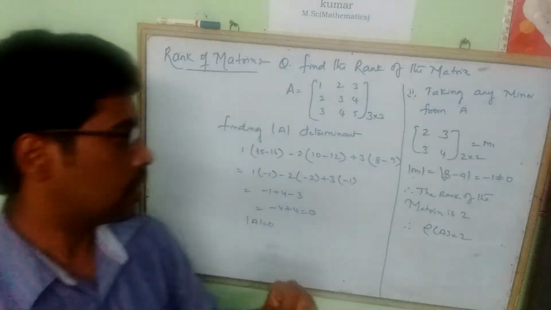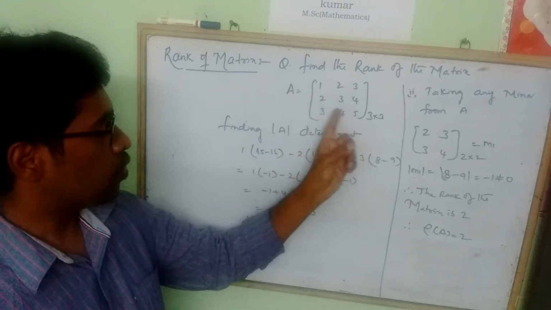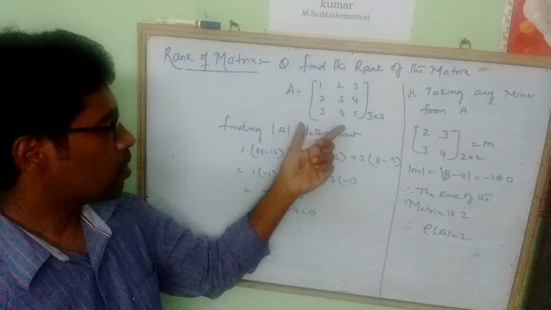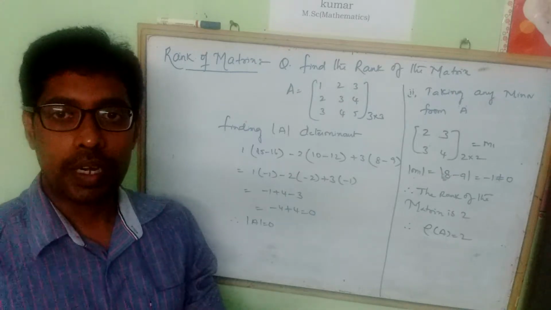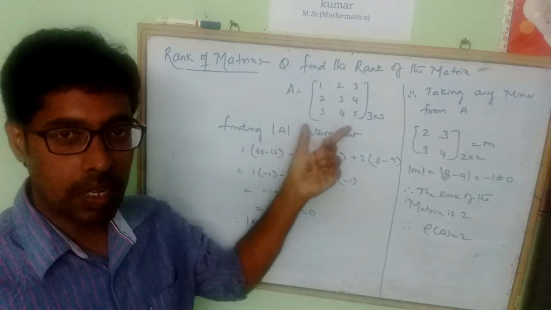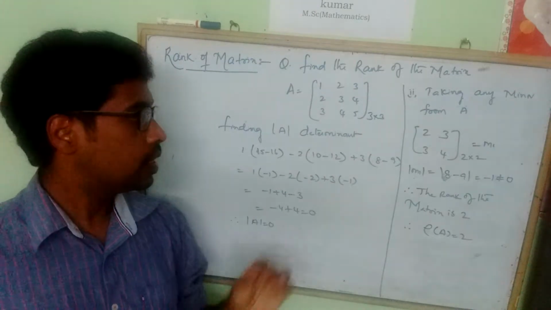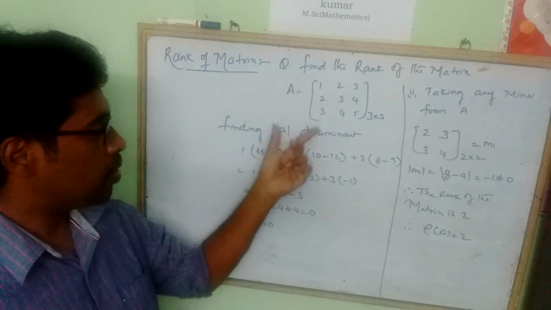Okay, let's see here. I have taken the matrix 1 2 3, 2 3 4, 3 4 5 of 3 by 3 order. So how to find the rank of the given matrix? First we have to find the determinant. Taking the determinant of the given matrix, the determinant is equal to 0. Then we go to the further step. Let's find the determinant of the given matrix.